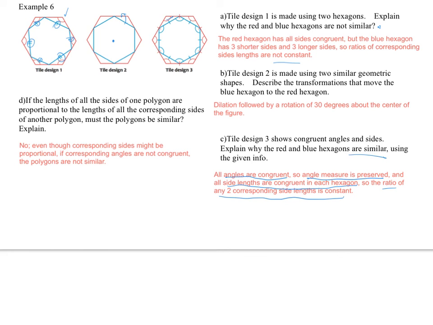And in part D, if the lengths of all sides of one polygon are proportional to the lengths of all corresponding sides of another polygon, must the polygons be similar? Well, the answer would be no, because even though corresponding sides might be proportional, if the angles are not congruent, then they are not similar, as illustrated in example 5.